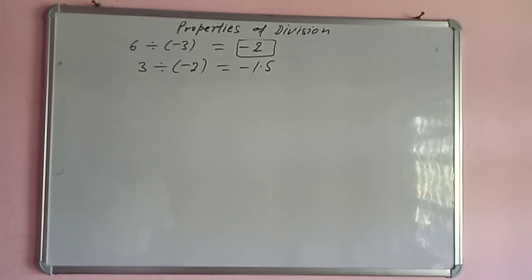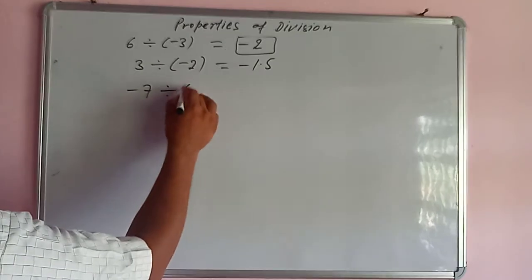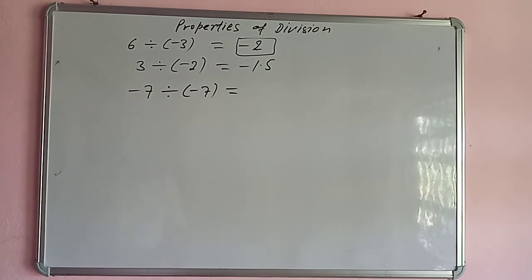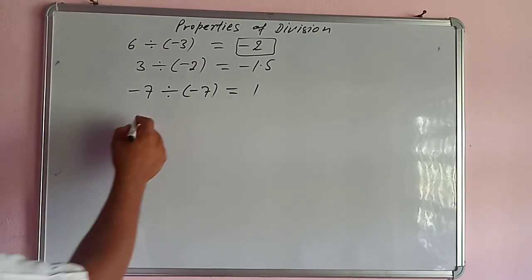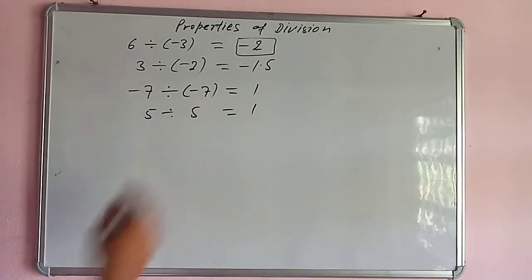And property number 2, when an integer is divided by the same integer. If we divide -7 by -7, what is the quotient? It is 1. When we divide 5 by 5, again the quotient is 1. So when an integer is divided by the same integer, the quotient is always equal to 1.